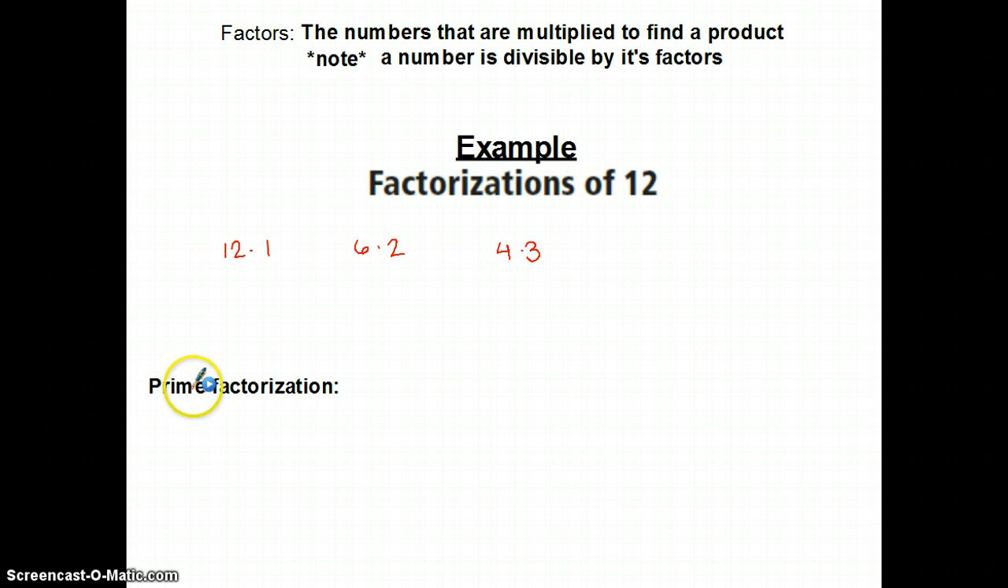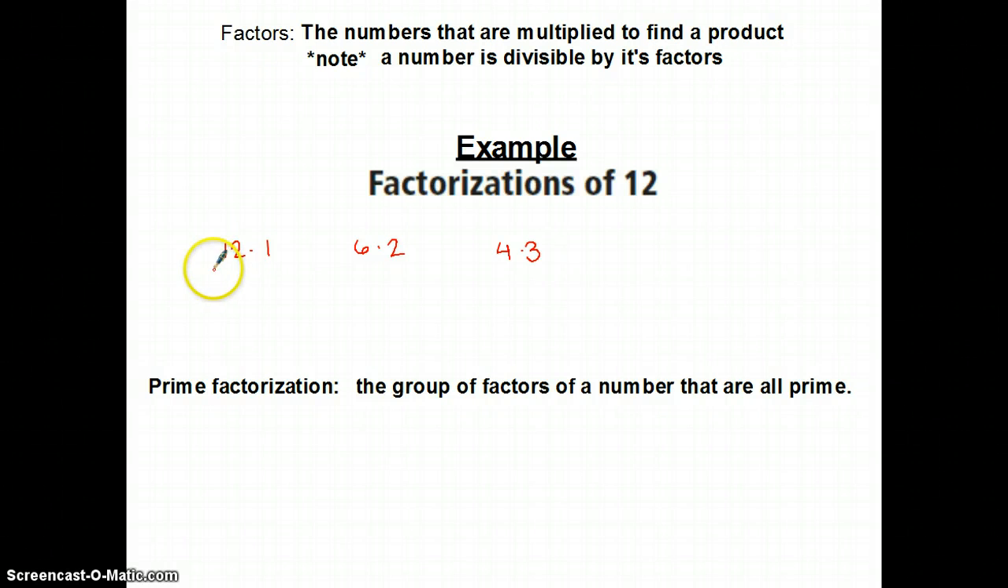Now, prime factorization is the group of factors of a number that are all prime. Now, if you notice, 12 times 1, that is not prime factorization because 12 is not prime. 6 times 2, that is not prime factorization because the 6 is not a prime number. And 4 times 3, that is not prime factorization because the 4 is not prime.